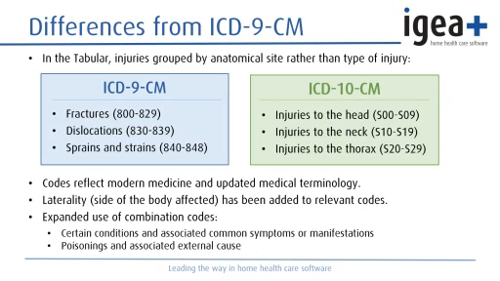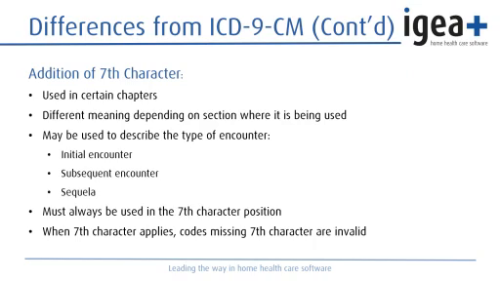There's also a new feature being introduced with ICD-10-CM, and that is the seventh character. A seventh character is used in certain chapters such as musculoskeletal, obstetrics, injuries, and external causes. Seventh characters are also used in a few other places outside of these particular chapters. This seventh character has a different meaning depending on the section where it's being used.